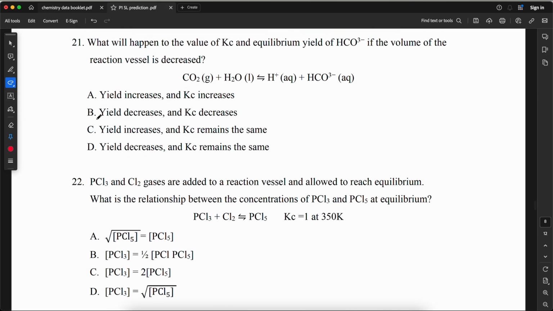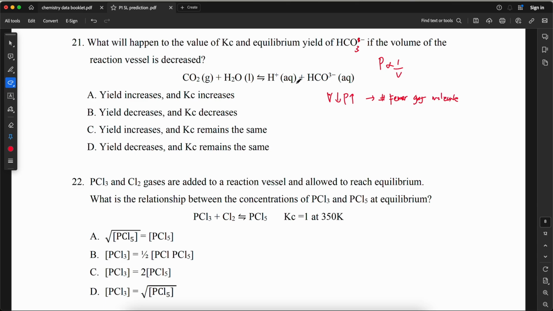What will happen to the value of Kc of an equilibrium yield of HCO3 minus if the volume of the reaction vessel is decreased? So the pressure and volume relationship is inversely proportional, it means if volume decreases, pressure increases. Okay, if pressure increases, it will shift to the side with fewer gas molecules or moles of gas.